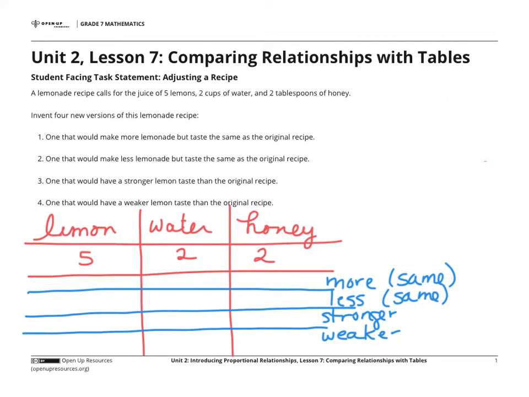We're going to walk through lesson 7, a nice easy one. We're going to compare relationships with tables. And what we want to be able to do after today is to decide if a relationship in a table is proportional or not. And we'll start out with this warm-up.